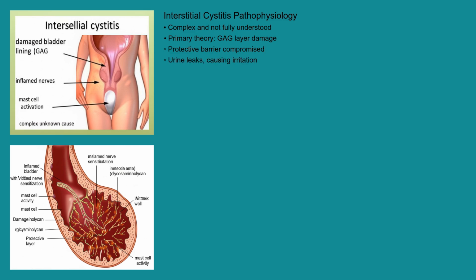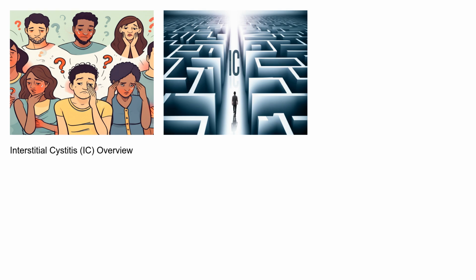Mast cell activation, a type of immune cell, also seems to play a role by releasing inflammatory substances in the bladder wall. Interstitial cystitis can affect people of all ages, genders, and ethnicities, but it's more commonly diagnosed in women. While the exact prevalence is difficult to determine due to underdiagnosis, it's estimated that millions of people worldwide suffer from IC. Diagnosing IC is often challenging, as its symptoms can overlap with other conditions, such as urinary tract infections or overactive bladder. This often leads to delays in receiving an accurate diagnosis.